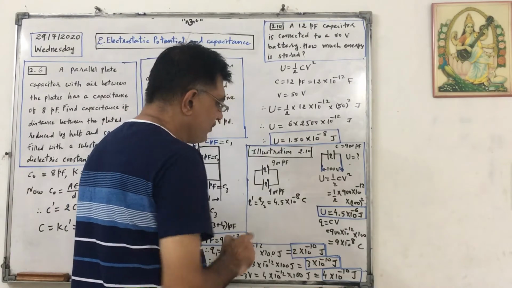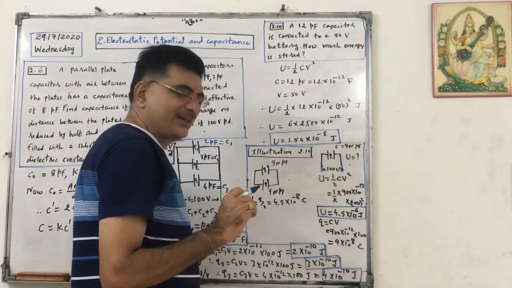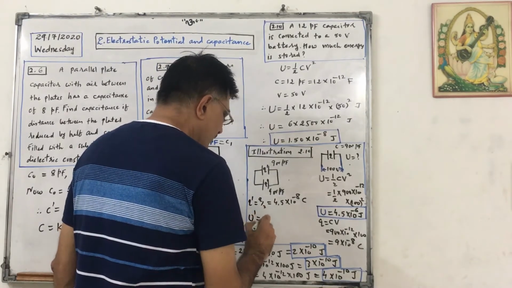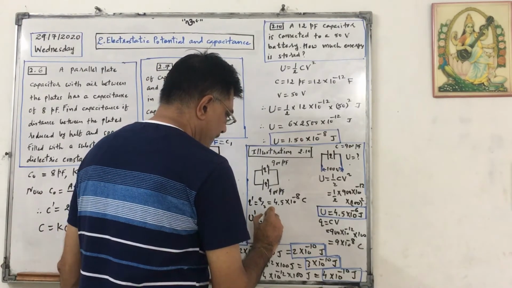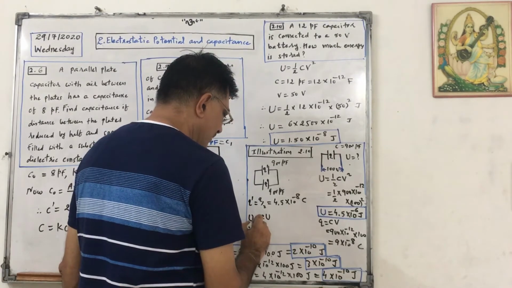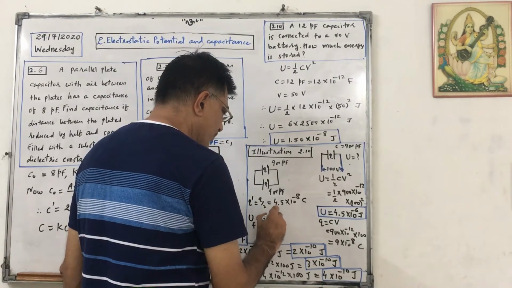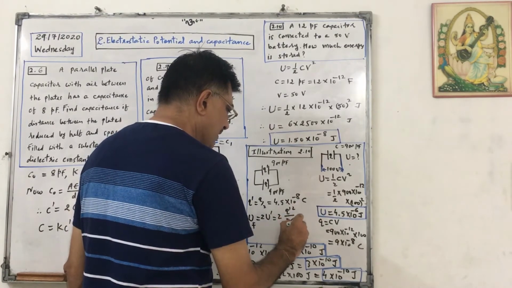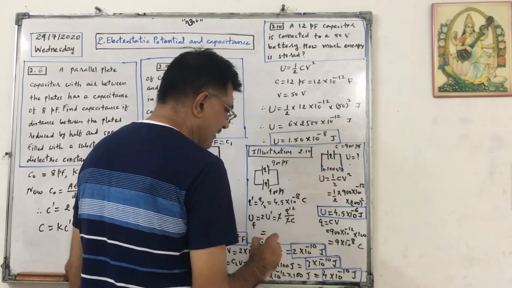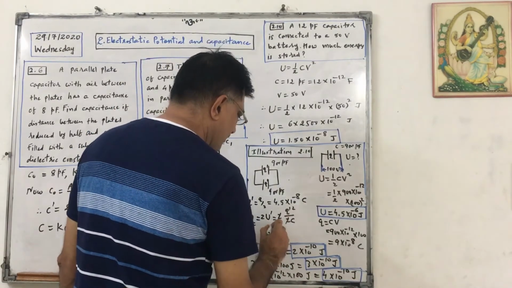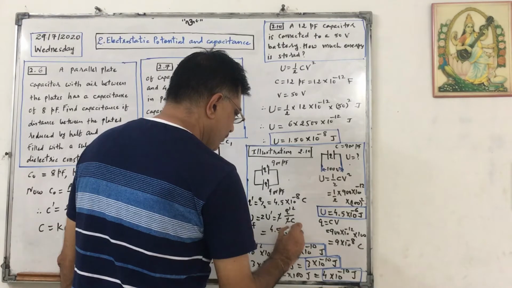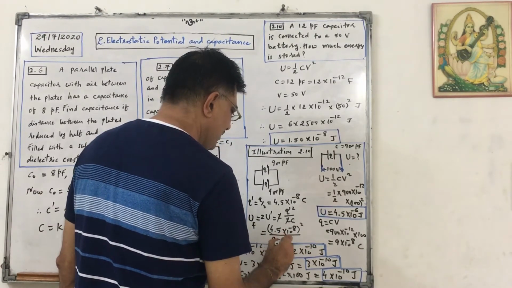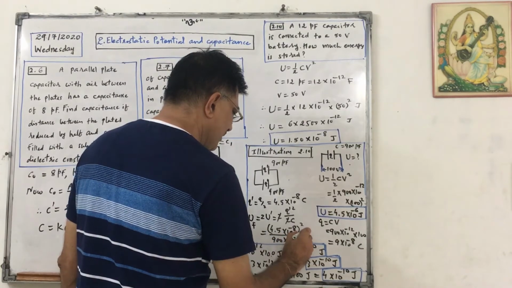Now each will have energy and we have to just double the energy of each one. So U final equals 2 times U dash, that is 2 times Q dash square upon 2C. Okay, these two will be cancelled. So Q dash square, that is 4.5 into 10 raised to minus 8 square, divided by C, that is 900 into 10 raised to minus 12 joule.